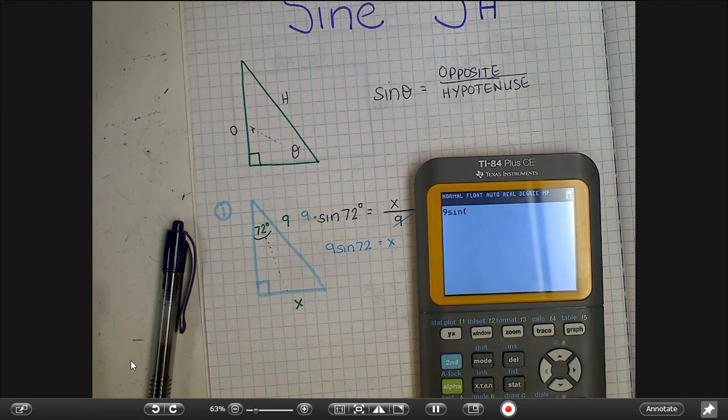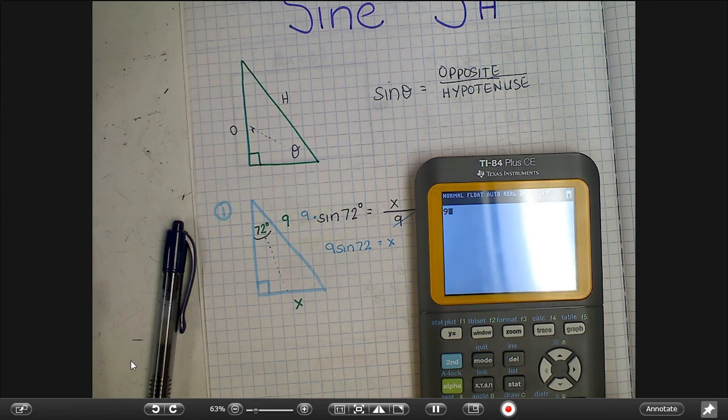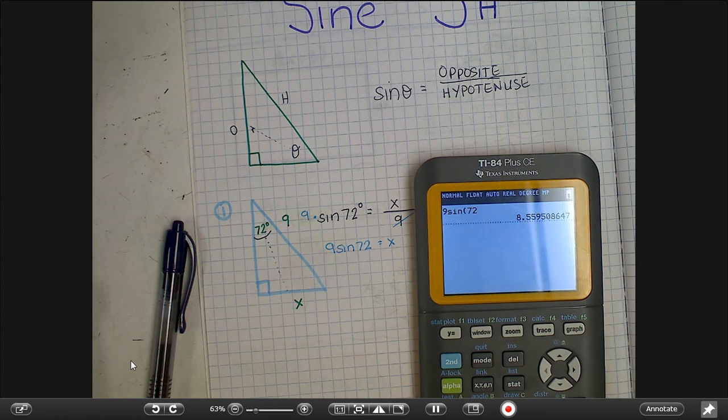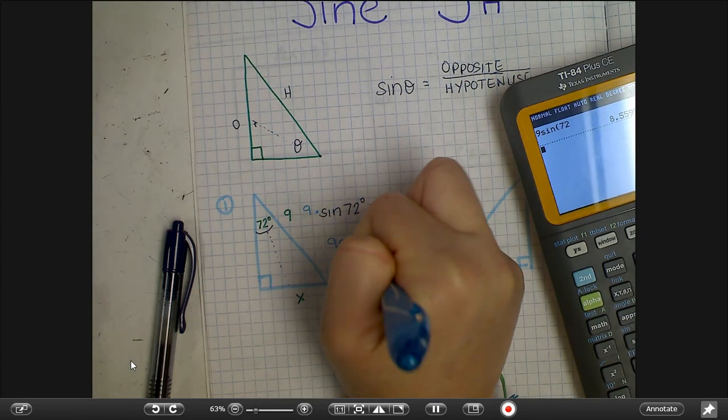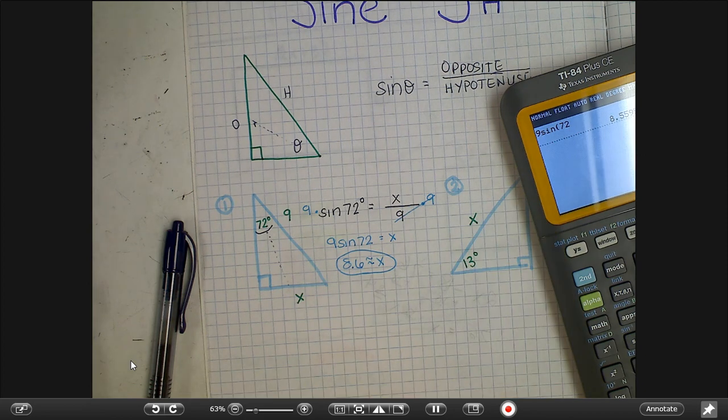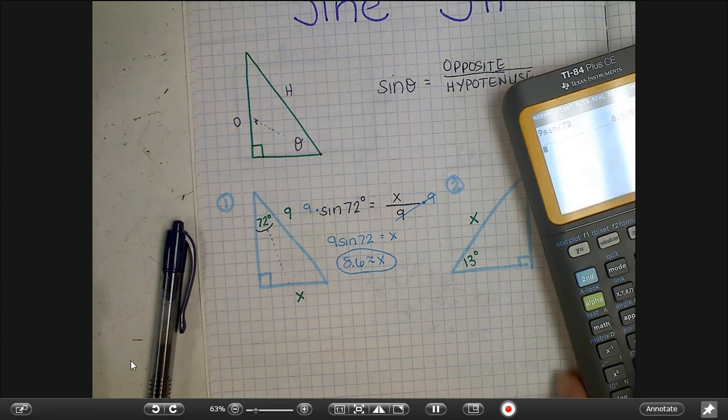9 sine 72. 8.6. So the side labeled x is approximately 8.6 units long.